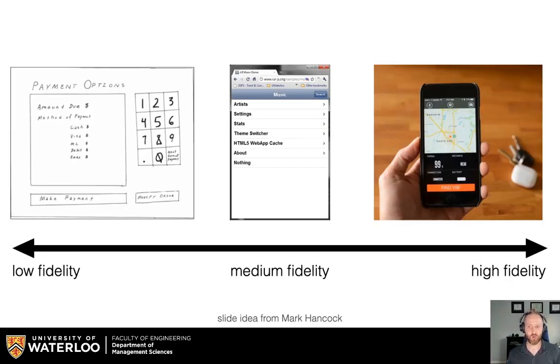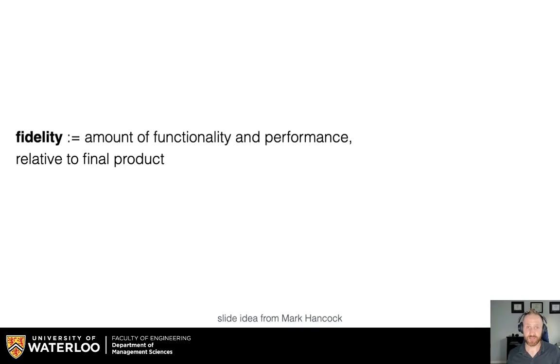Fidelity can range from low to high fidelity. And at the low fidelity, you might have something more like a sketch or a paper prototype. At medium fidelity, it gets closer to the final product. And then at the high fidelity end, it's very close, or at least appears to be very close to your final product. We can define fidelity by saying it's the amount of functionality and performance relative to a final product.